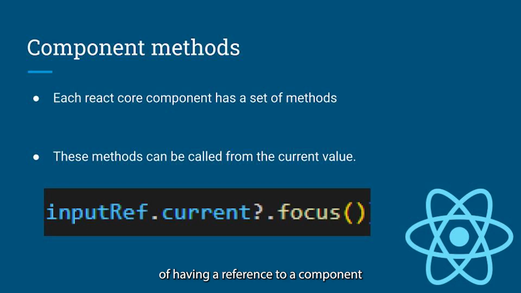One of the most useful parts of having a reference to a component is being able to call a method on it. For each core component, we have a different set of methods available. These methods can be called from the .current value. So to focus on a TextInput reference, we call inputRef.current.focus.